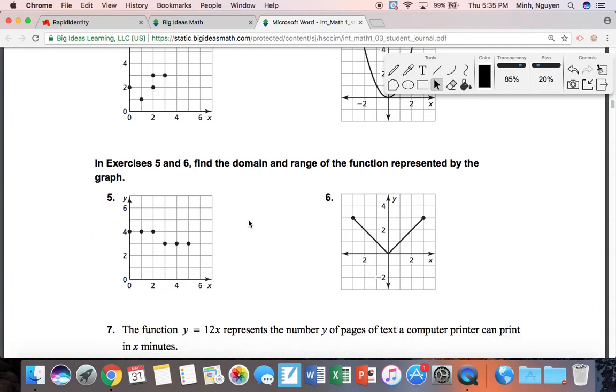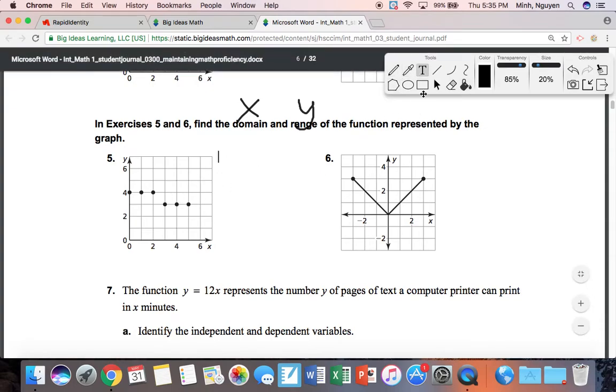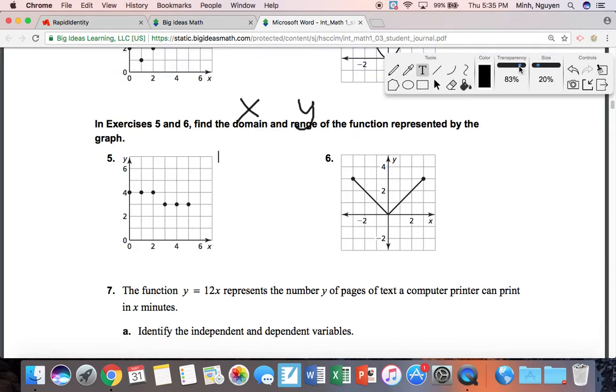In exercises 5 and 6, find the domain and range. So again, the domain is tied with x, and the range is y. So here, I'll say x. And because it's not a connected line, then it is distinct integers. So we have x is 0, 1, 2, 3, 4, and 5, not 6. The range, which is the y, I should have done that for x as well, but it's okay. Range y, 3 and 4. That's it.